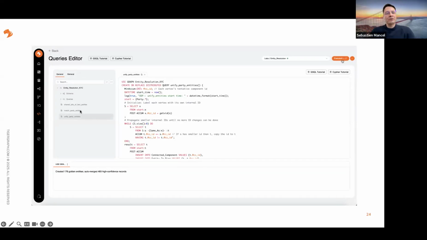So once the unification query completes, we get our final results. The system created 178 golden entities. And from here on, any new or duplicate data that comes in will automatically map to those unified profiles, maintaining a single source of truth across the systems.